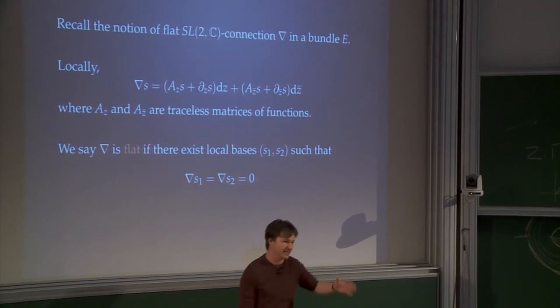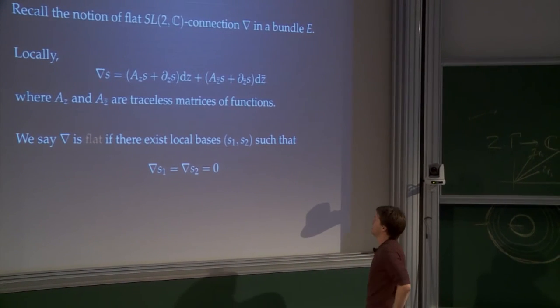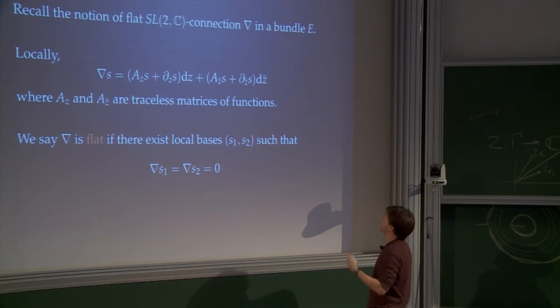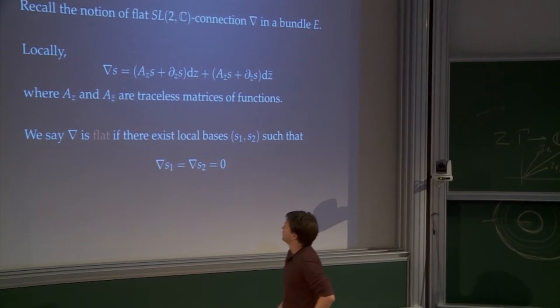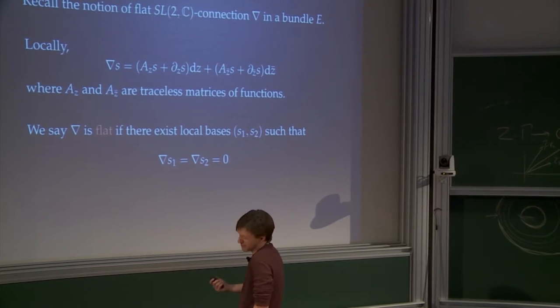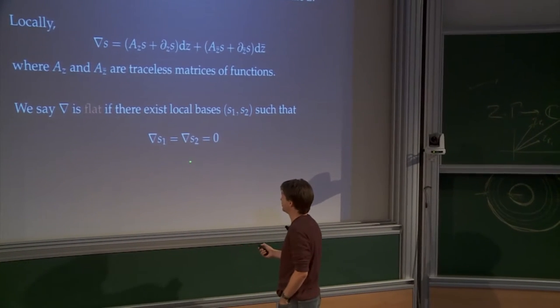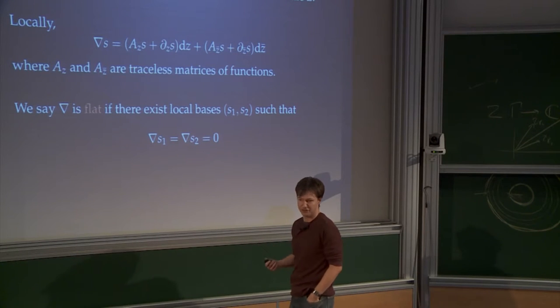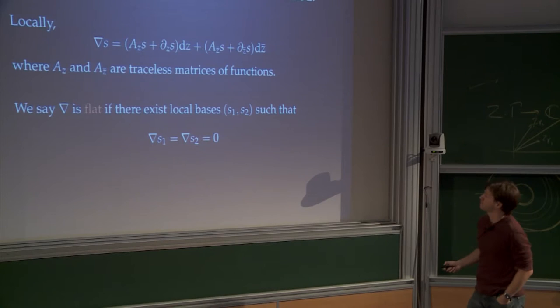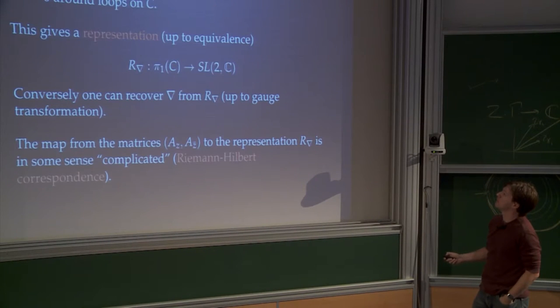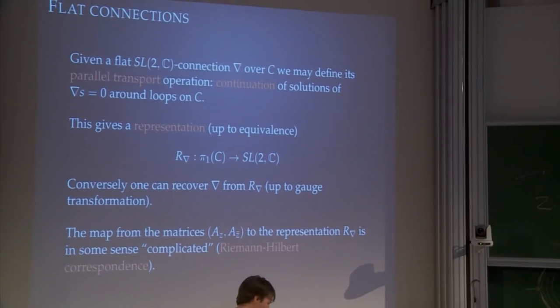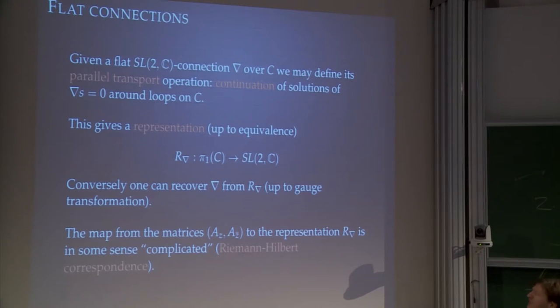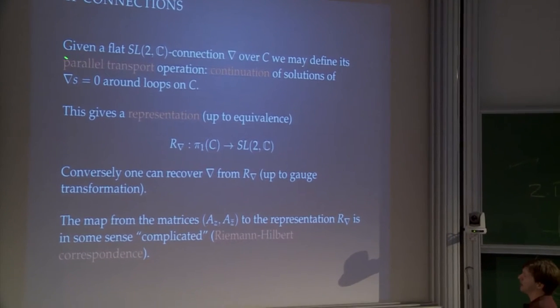And then we say that the connection is flat exactly if locally I can find a basis for my bundle E which is annihilated by the connection. A flat connection, in other words, is equivalent to giving some system of linear differential equations, some compatible system of linear differential equations. If I'm given a flat SL2C connection, one of the things I can do is take its parallel transport. I said parallel transport, but I should really say the monodromy operation.